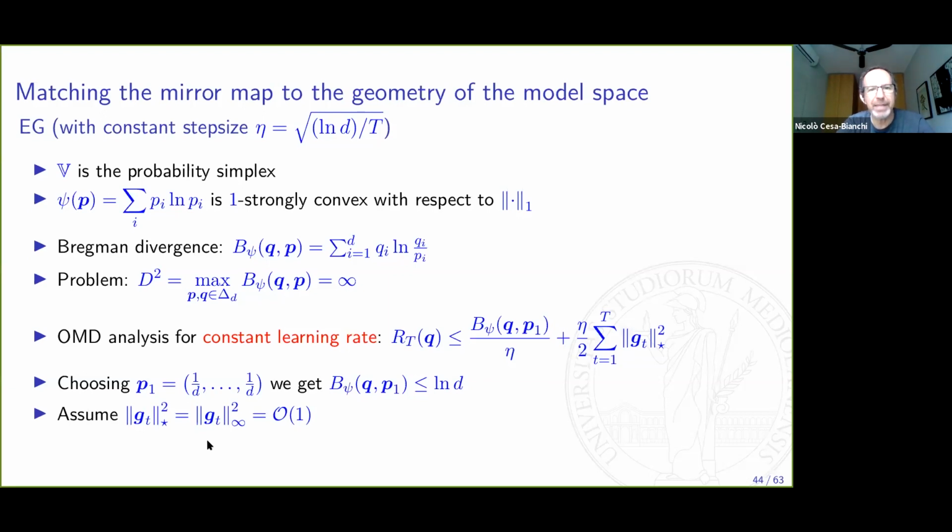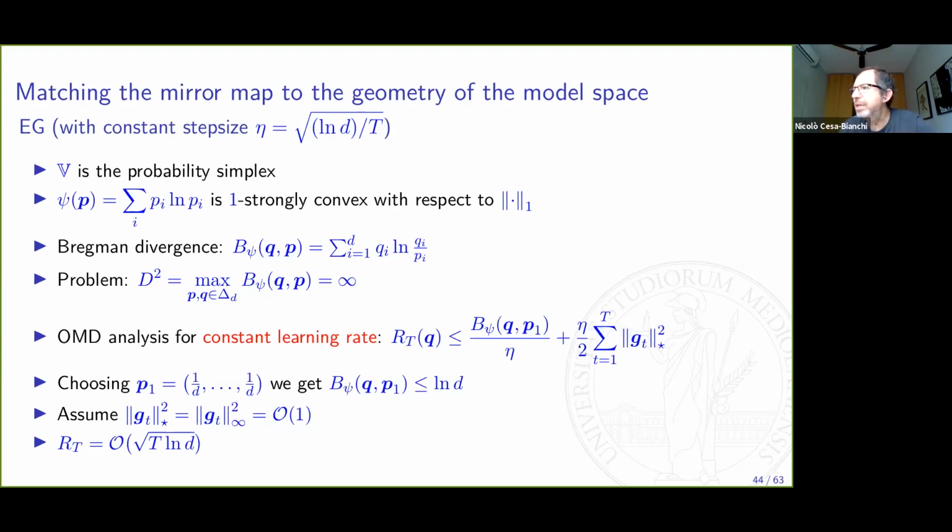If I make the same assumptions as before on the dual norm of the gradient, the norm is the one norm, and the dual norm of the one norm is the infinity norm. I'm saying that the infinity norm of the gradient is constant, which is the same assumption I made before for the Euclidean distance. Then I get my beautiful square root of t ln d bound, just as a special case of my general analysis, with the only trick that I had to use a constant step size.